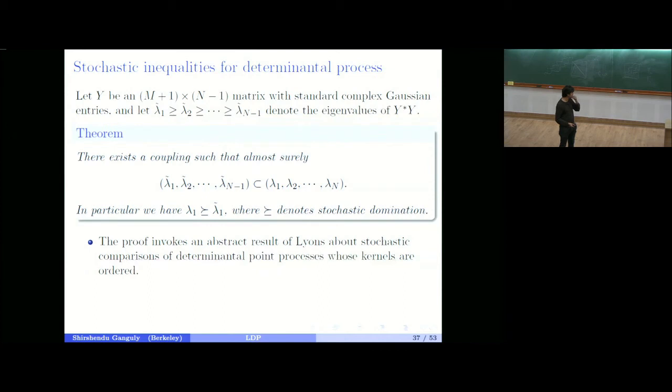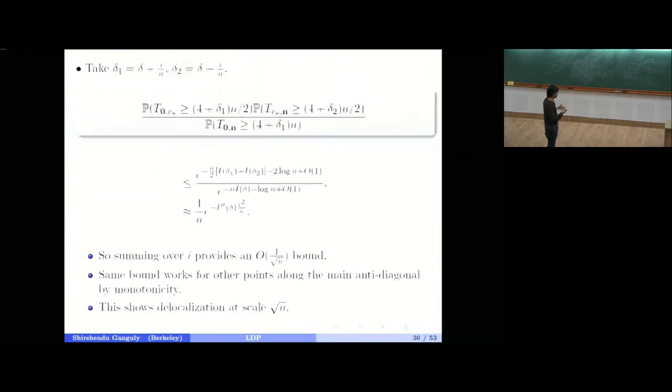And once you have that and you use this abstract result, the lambda 1s are ordered, which means the passage times are ordered. And so the previous argument that showed this 1 over root n bound for the midpoint works for any other polymer. So this says that no matter where you are on the antidiagonal, the probability that the polymer conditioned on this upper tail event passes through that point is at most 1 over root n. So this gives you a lower bound.